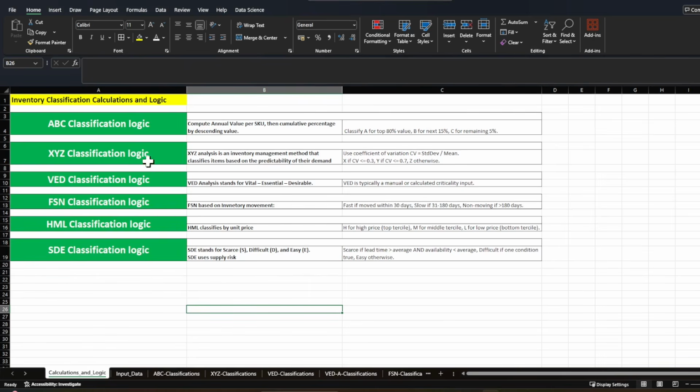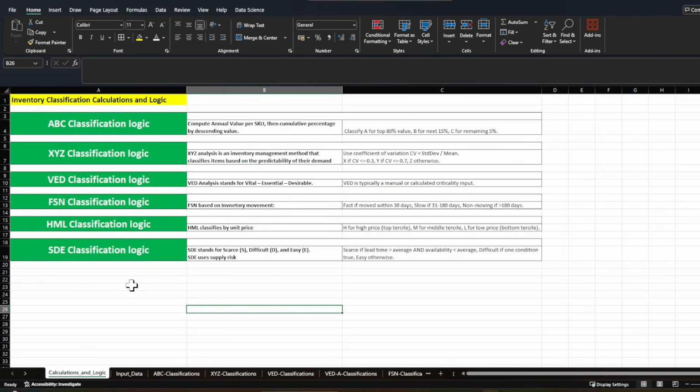Then there is the XYZ classification, which is more on the demand variability. Then there is the VED classification, which is based on the operational criticality of any item. Then there is fast moving, slow moving or non moving, which is a sales specific inventory classification. Then we have the HML classification, which mainly talks about the unit price. And then there is a procurement related classification of inventory, which is the SDE classification.